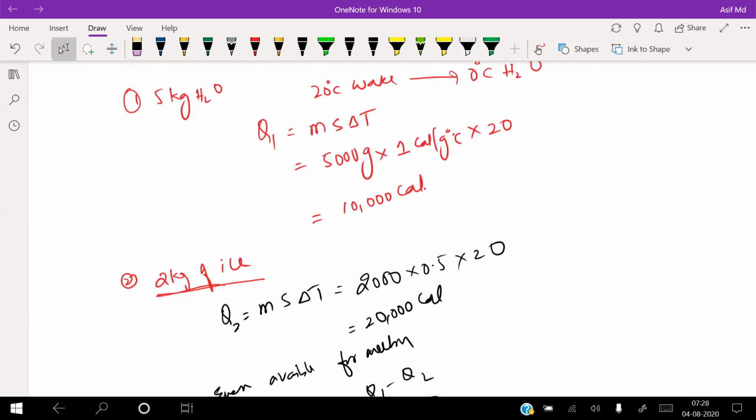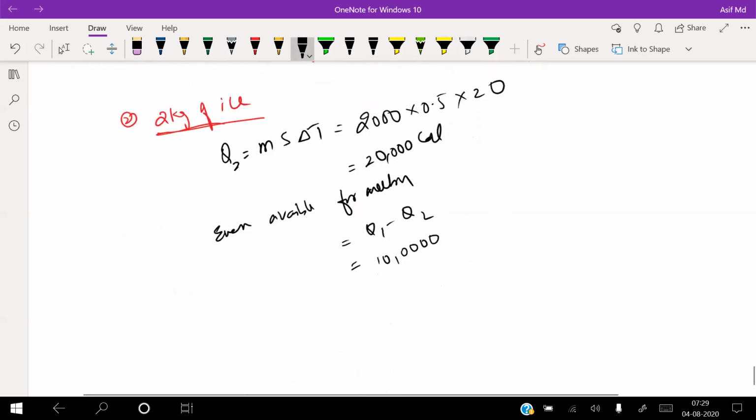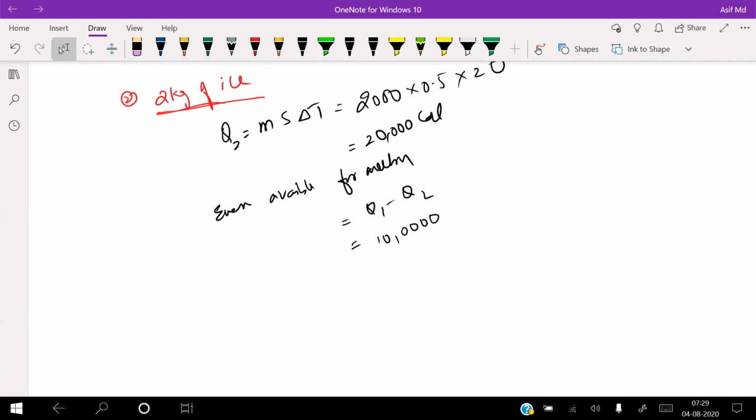Sorry, 5,000 into 20, gada. This will become 10 lakhs. So this will become 10 lakhs minus this one, which is nothing but your 20,000. That means this comes out to 80,000 calories, sir. Isn't it?